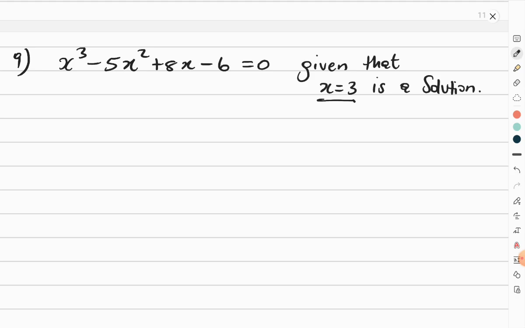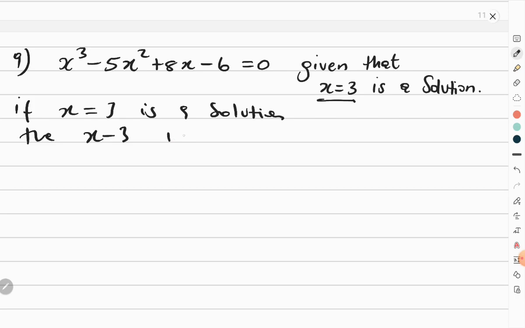The idea is, if x equal to 3 is a solution, then x minus 3 has to be a factor.